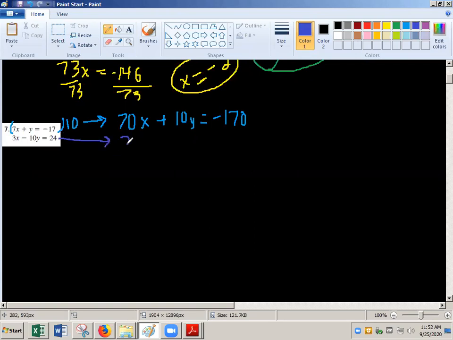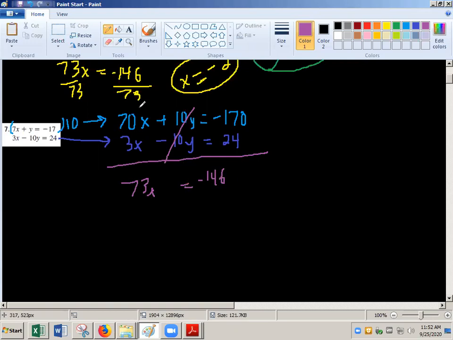I'm just going to copy my other equation down below here, and then add these things up. So here we'll get 3x minus 10y equals 24. And now I would actually go through the process of adding them up. Added, this gives me 73x. These cancel off by design, equals negative 146.